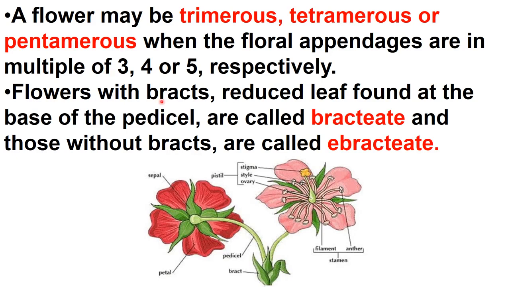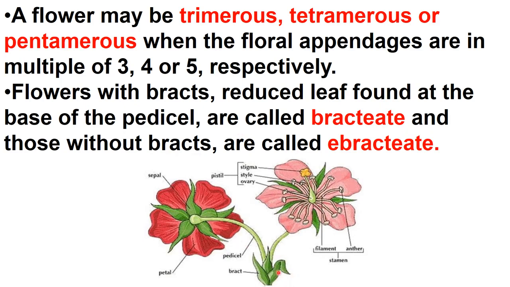Now flowers with bracts, reduced leaf. What are bracts? Reduced leaf found at the base of pedicel. As you can see here, these are pedicel, or you can say stalk. So at the base of this pedicel, you can see these reduced leaf-like structure. This reduced leaf means this small leaf-like structure. These small leaf-like structures are called bracts, and such flowers are called bracteate flowers.